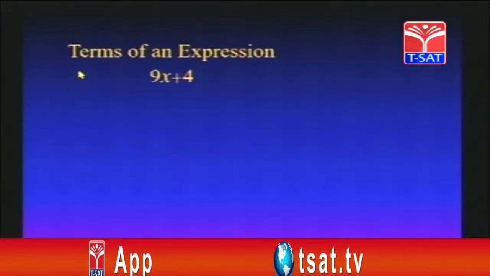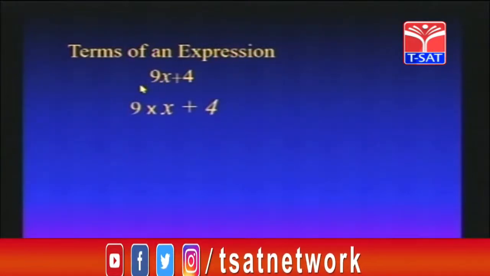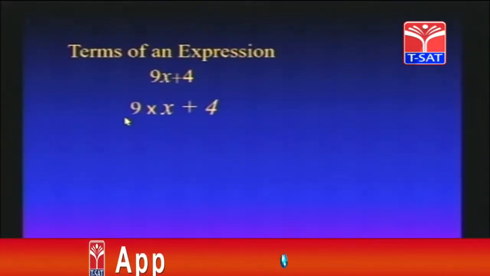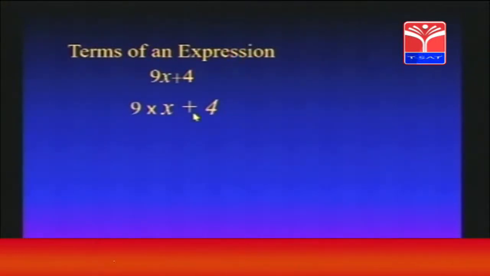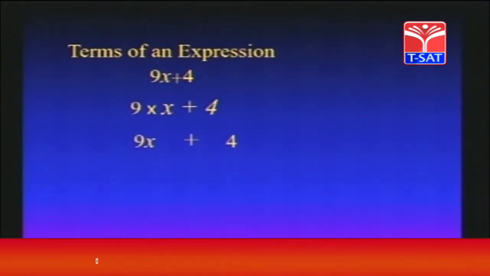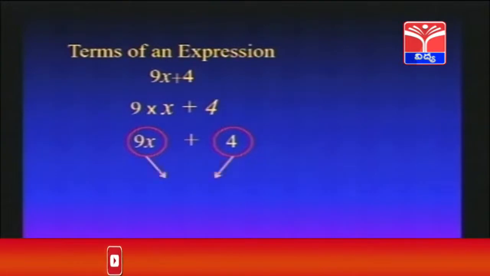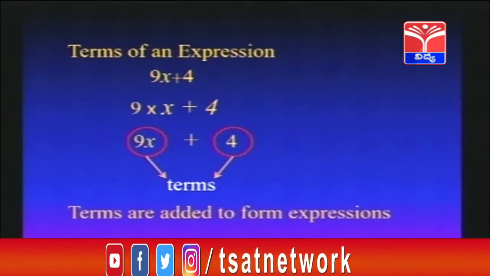Terms of an expression. What are the terms of an expression? Now let us see a small example where I consider an expression 9x plus 4. How do you write this expression? First, the first term is formed by multiplying 9 by x and then adding 4 to it. So we can write this as 9 into x plus 4. How many terms are there here? Children, we have two terms. 9x is one term and 4 is the other term. As you see here, 9x and 4 are called terms, and terms are added to form expressions.